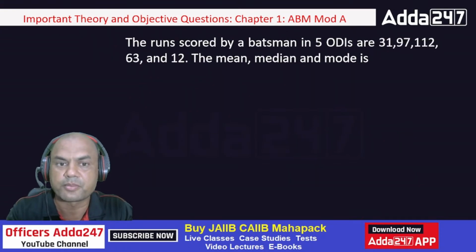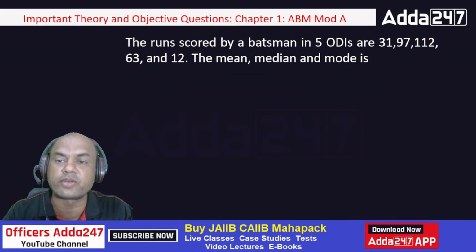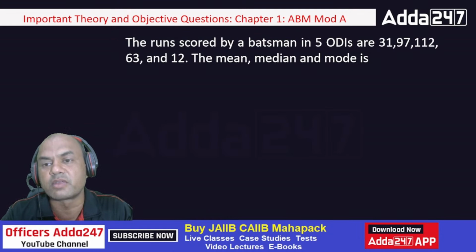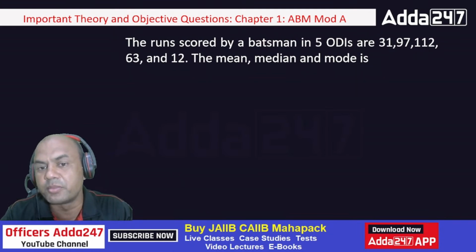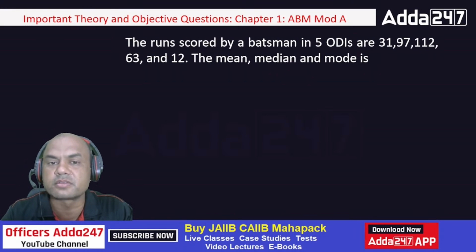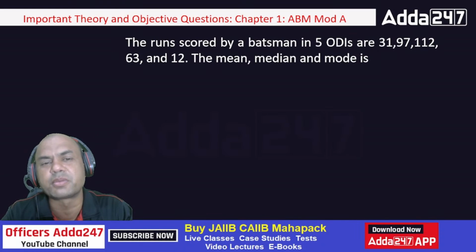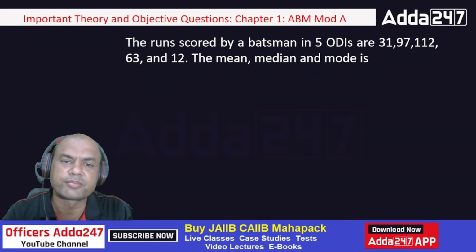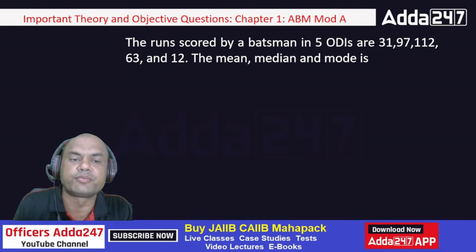Okay. The runs scored by a batsman in 5 ODIs are 31, 97, 112, 63 and 12. The mean, median and mode of these numbers. Quite a difficult one, means cumbersome, time consuming. Okay. So how to solve this? See this. First we'll solve this for mean.